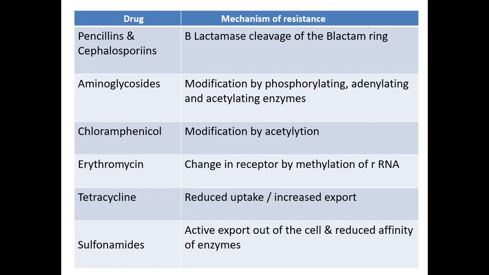Tetracycline will reduce the uptake, or the balance of import and export will be disturbed. Sulfonamides: active export out of the cell and reduced affinity of enzymes. Sulfonamides use the porin channels and the cytoplasmic membrane, so the ABC transporter system will be destroyed or will get imbalanced.